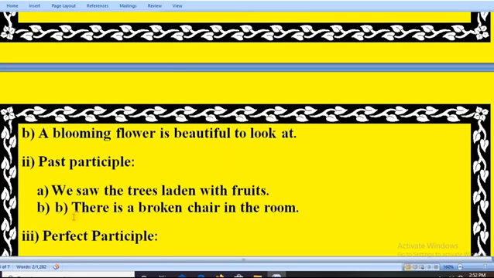Okay, now past participle. You know, all the past participle forms of verbs are called past participle. Okay, we saw the trees. Here saw is past participle. We saw the trees laden with fruits. Here laden is past participle. There is a broken chain in the road, right? What type of chain? That is broken. Broken, this is past participle.